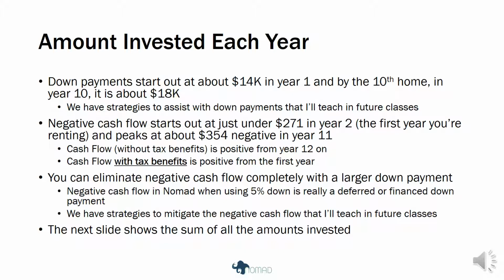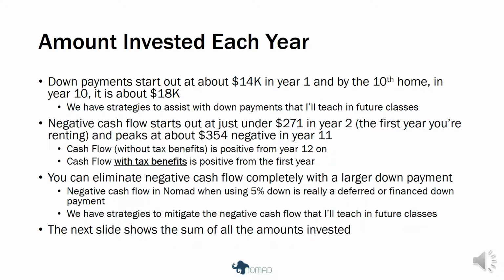Okay. Negative cash flow starts out at just under $271 in year 2, the first year you're renting, and peaks at about $354 negative in year 11. Now remember, cash flow without tax benefits is positive from year 12 on. And cash flow with tax benefits, when you include depreciation, is positive from basically the first year you're renting. You can eliminate negative cash flow completely by putting a larger down payment. Really what we're doing is putting 5% down on the property. If you had put 20% down, you'd have positive cash flow from day one. You wouldn't have to deal with negative cash flow at all, not even including tax benefits, which would still help out.